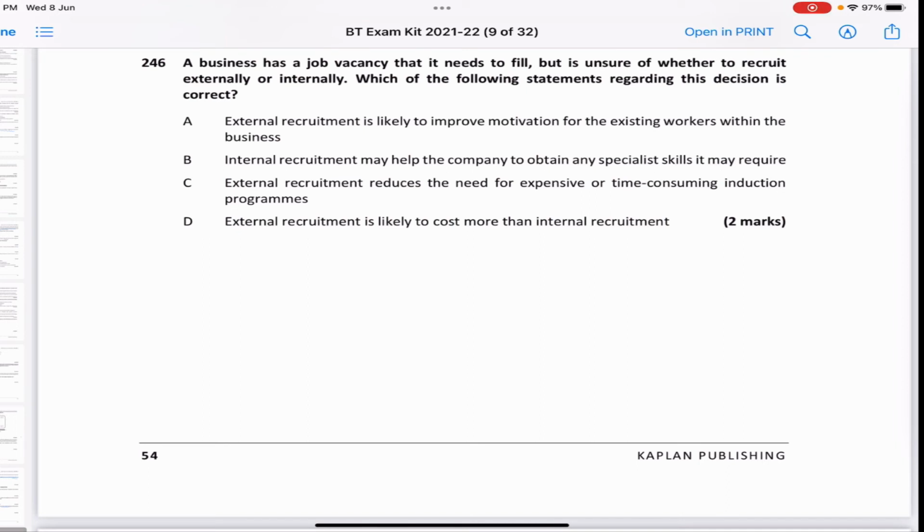External recruitment is likely to improve motivation for the existing workers. Internal recruitment may help the company to obtain specialist skills. External recruitment reduces the need for expensive or time consuming induction. External recruitment is likely to cost more than an internal recruitment. So, the only point which is true is the D.